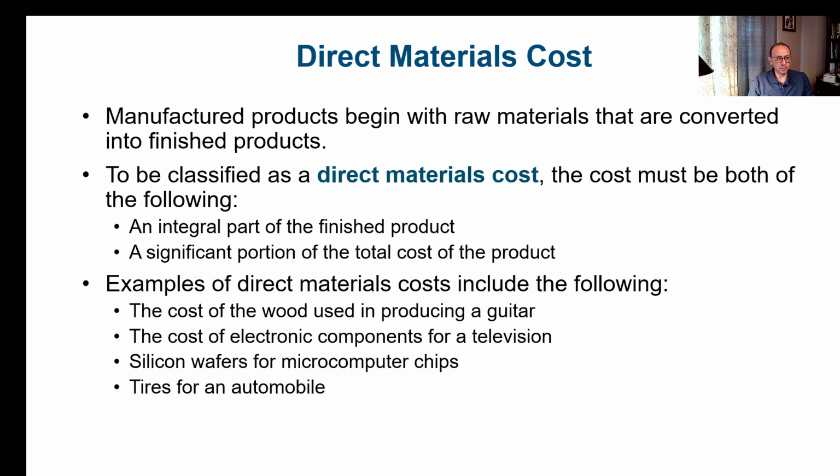Let's say we're talking about a company that manufactures televisions, so the cost of the electronic components. If we are a microcomputer chips manufacturing company, then the silicon wafers, that's going to be the direct material cost. For automobiles, the tires, that's a direct material cost because every single car would have 4 or 5 tires depending on the spare tire.